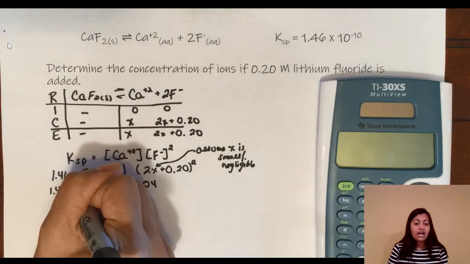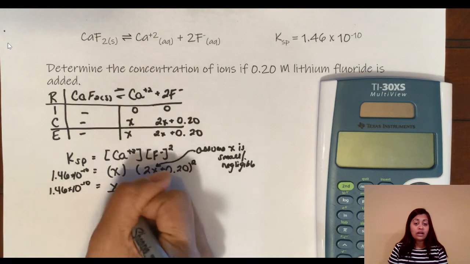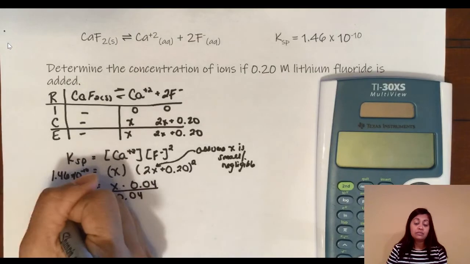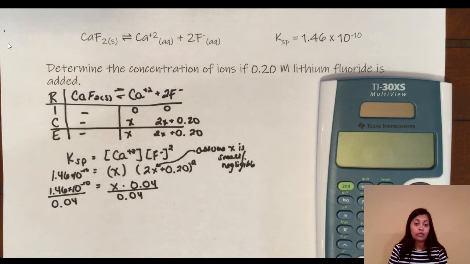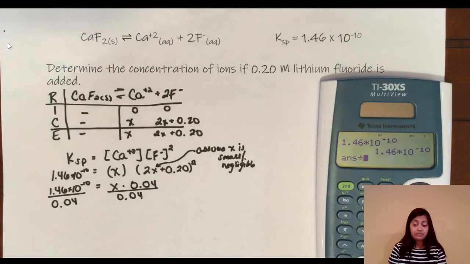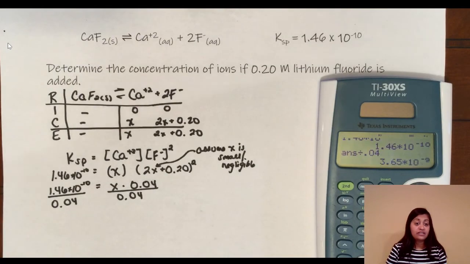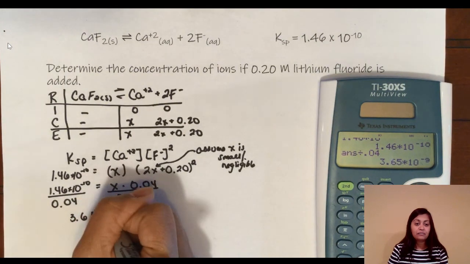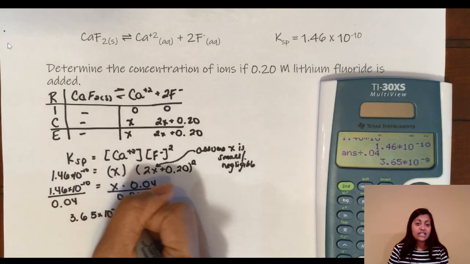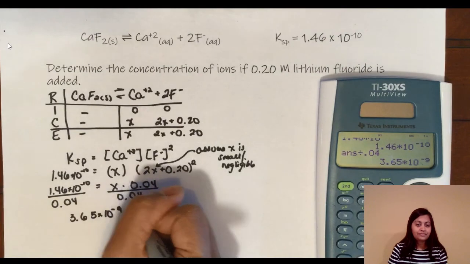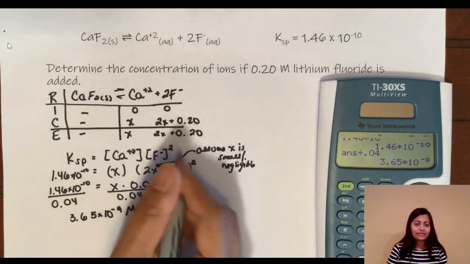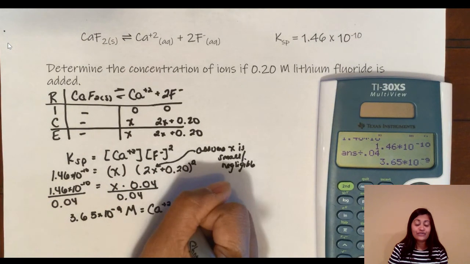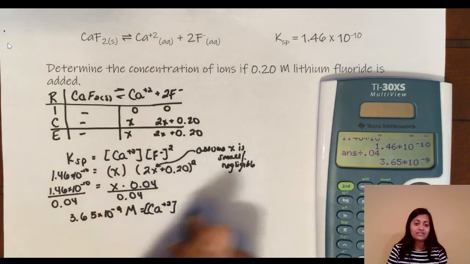So you have X times 0.04. Don't forget that that 0.20 needed to be squared, right? So that's why you got your 0.04. We got rid of the 2X, but we still have to square that 0.20. So when we solve for this, we end up with 3.65 times 10 to the negative 9th molar. And again, that's for your calcium ions. And of course, we need 3 sig figs for this as well, because our KSP has 3 sig figs.